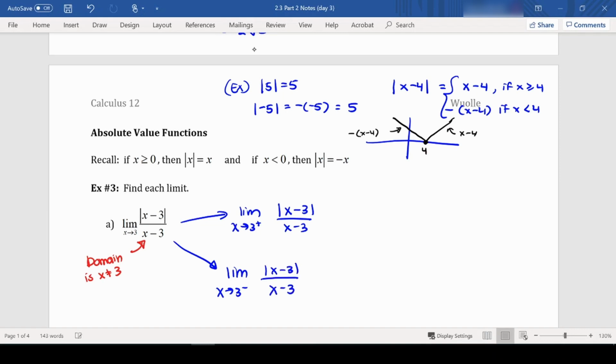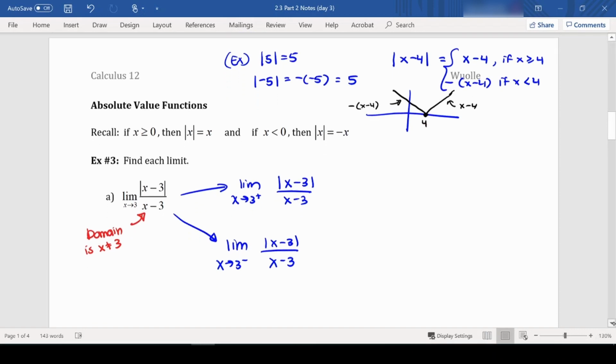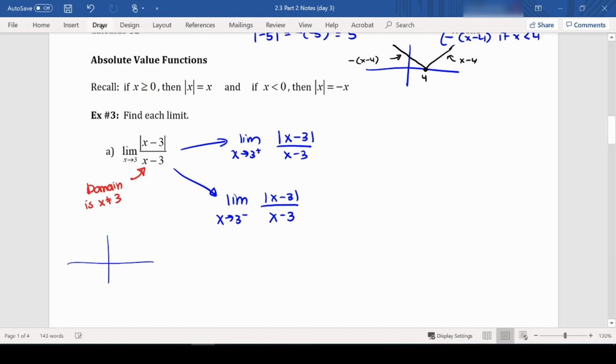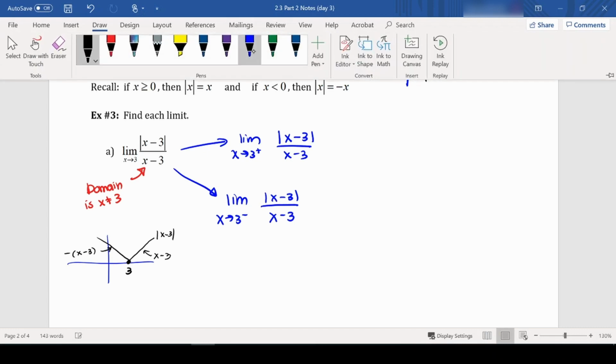So from the right, if I think about this graphically, the absolute value of x minus 3 looks like this, right? This value here is 3. So if I'm approaching from the right, I'm on the x minus 3 portion. If I approach from the left, I'm on the negative case, the negative x minus 3 portion.